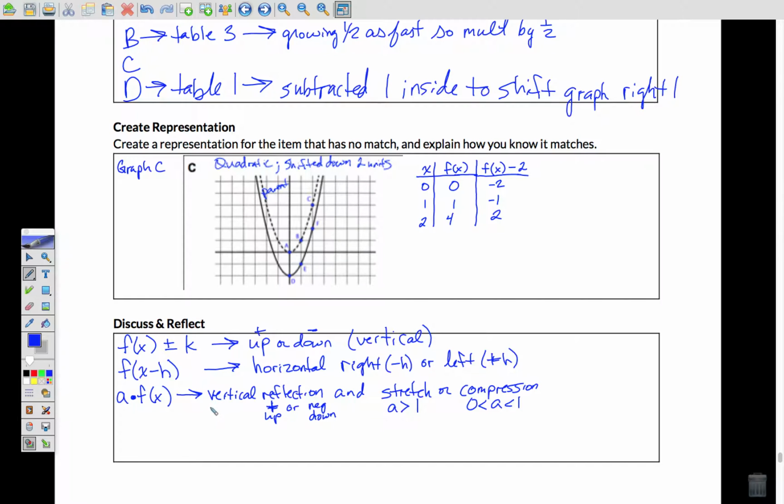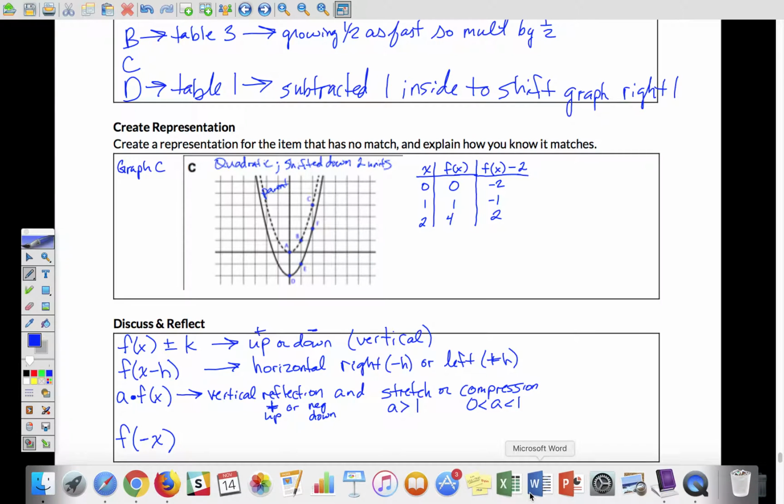I do want to show you one new one, and this one will pop up, I think, on your transformations focus area, I think. And so it is actually by putting a negative inside the parentheses, negative x. And let me show you what happens with that. And that one's actually easiest to see on the square root function.